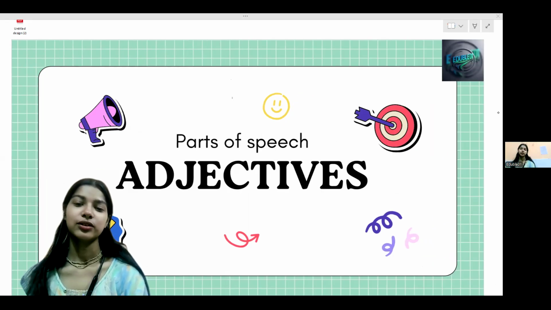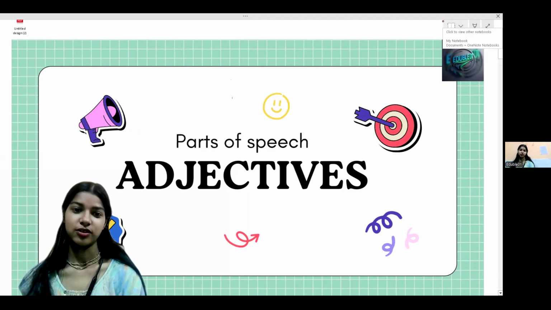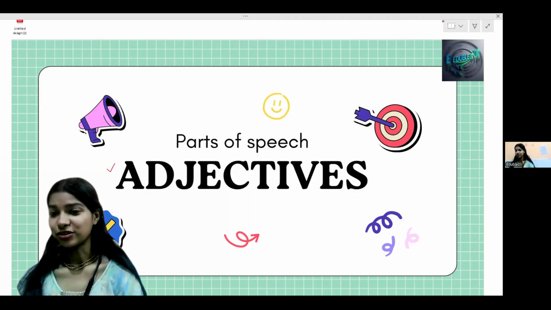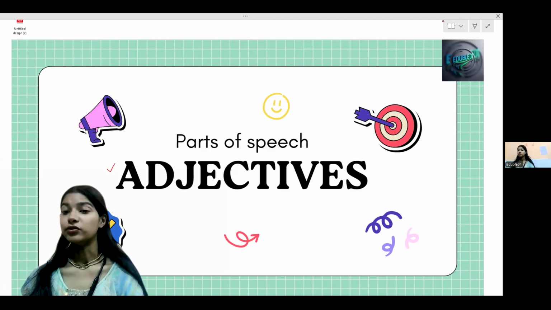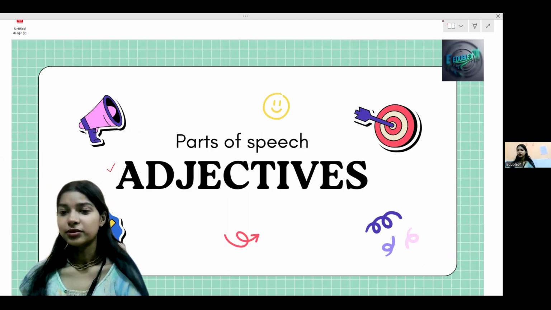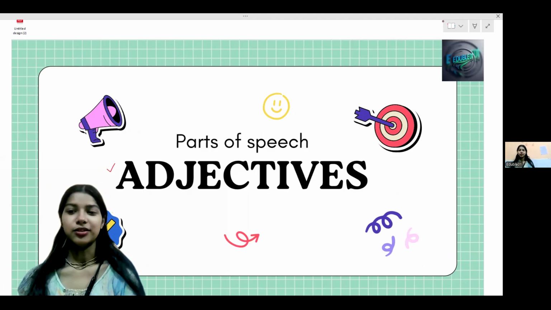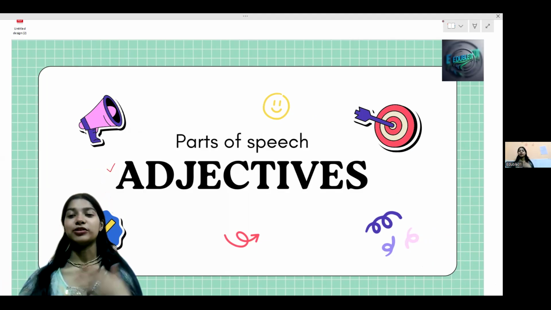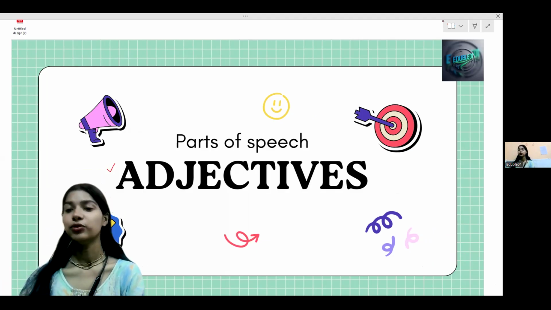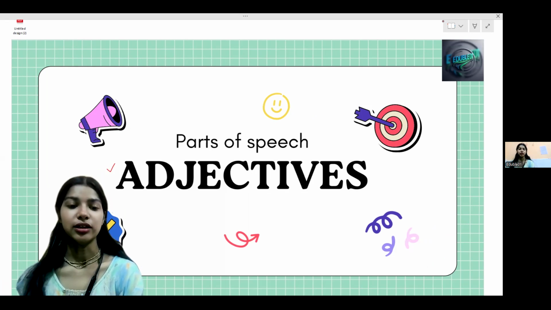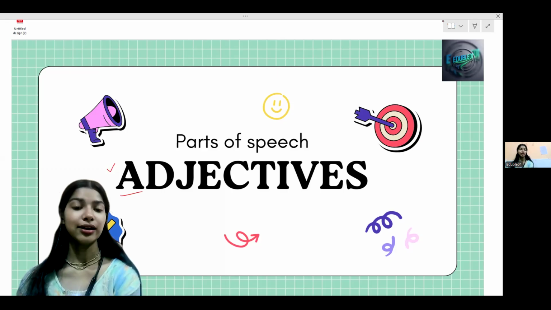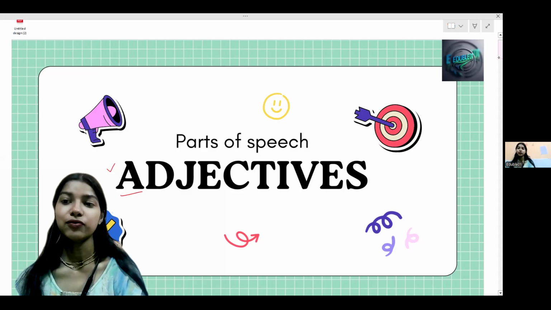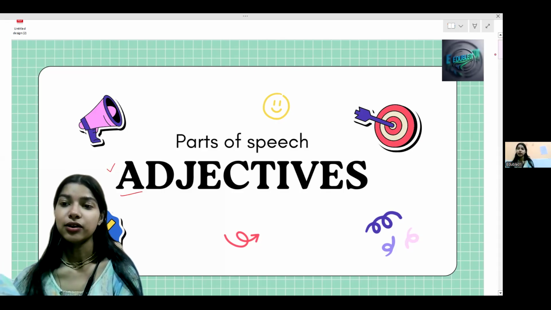So today we are going to learn another part of speech, that is adjectives. Since we have learned a lot of parts of speech, that are nouns, pronouns, verbs, prepositions, conjunctions, we have learned a lot about them, but still we are left with some of the parts of speech. So today we are going to move ahead with those as well. Today we're going to learn what adjectives are, and their types as well. So let's see what we are going to learn in this video.